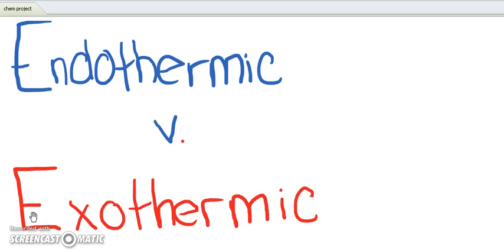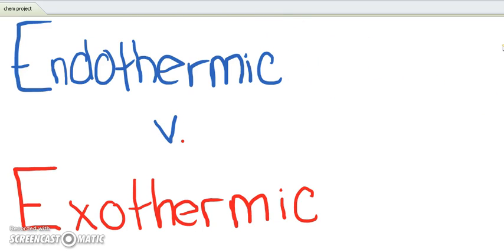Okay guys, so today we're going to talk about endothermic and exothermic reactions. What we're going to talk about is, first we're going to go over the definition. We're going to go over what you see in lab observations, how to identify endo and exo in a lab, identifying which graph is which, and we're also going to go over how to identify the sign of delta H.